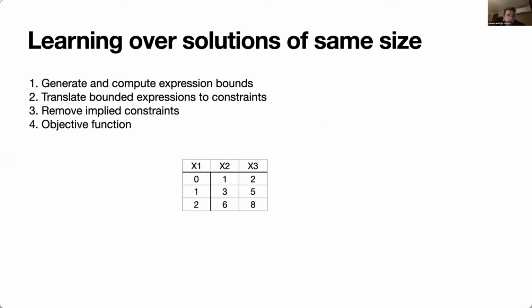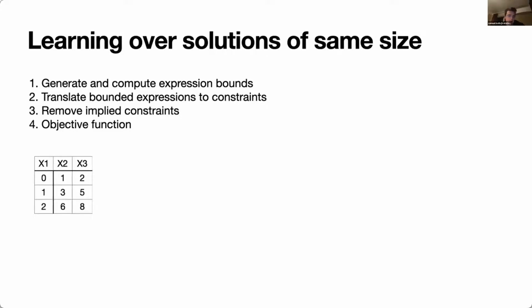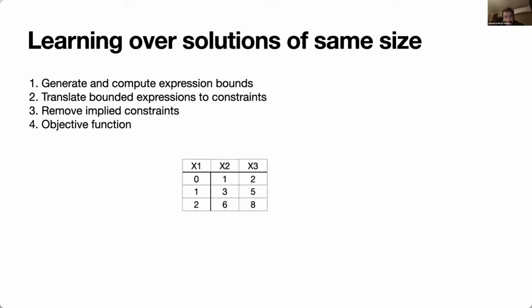So let's look at the easiest setting where we have solutions of the same size, and we're trying to learn over those. So just Sudokus of size 4 in this case, or size 9. And so there are 4 steps: generating and computing the expression bounds, translating them to constraints, removing implied constraints, and then dealing with the objective function.